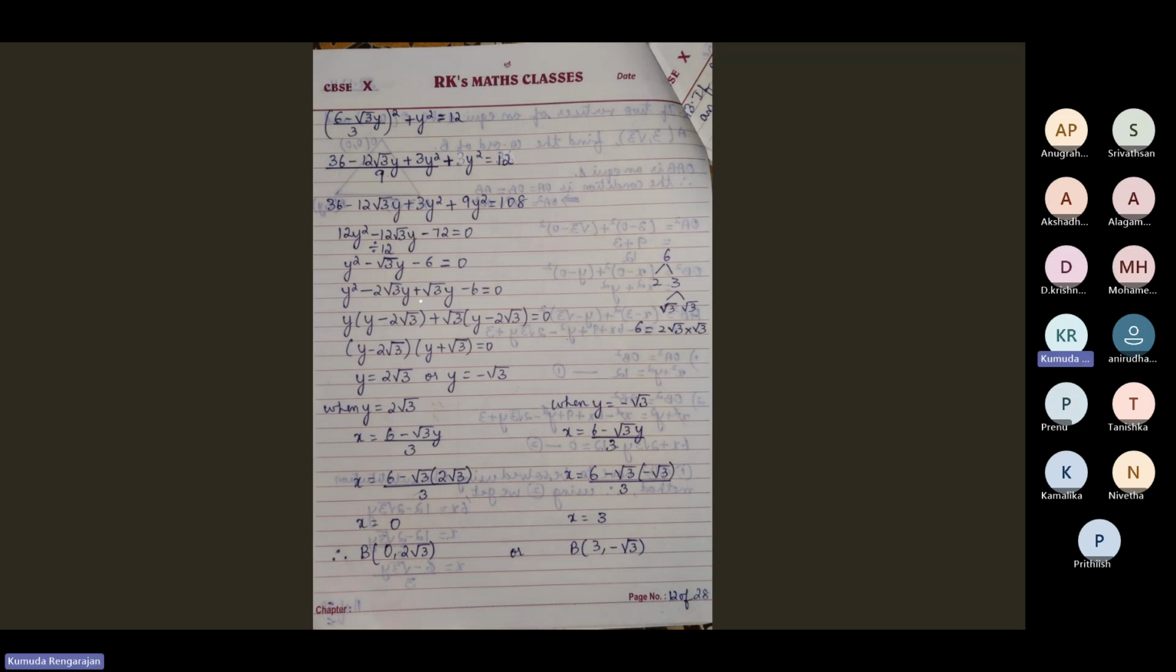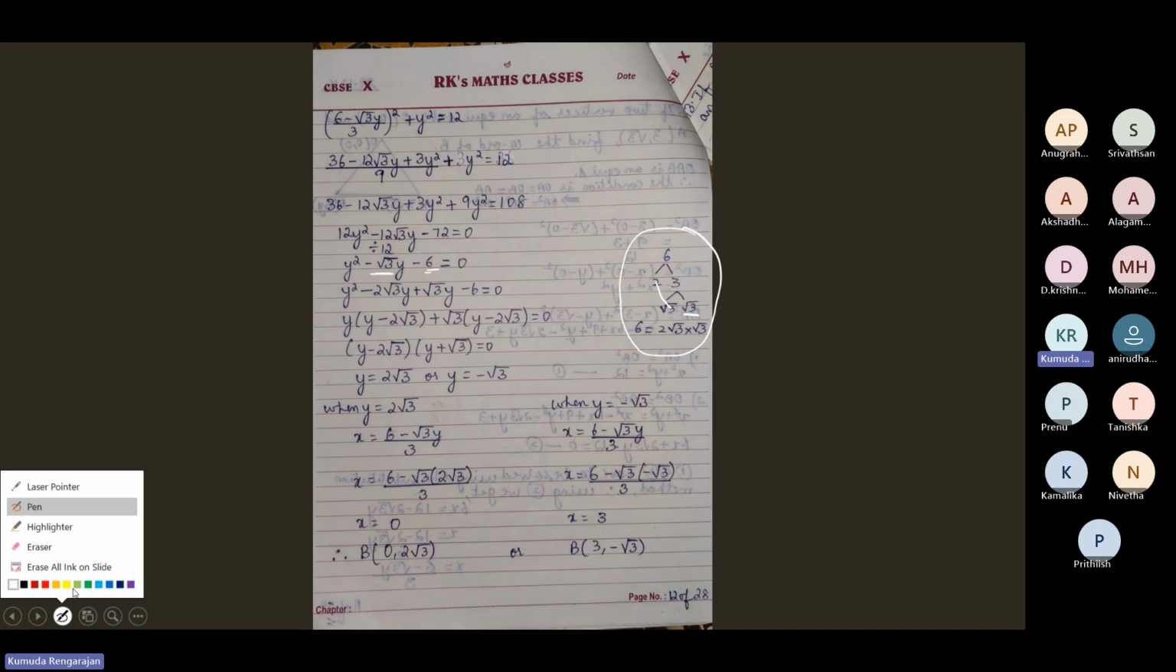Now I've split the middle term. You can see here how to find the factors. The product is 6. You can also use the quadratic formula otherwise. The product 6 is 2 into 3, but the sum is root 3, so I have written 3 as root 3 into root 3. So the two numbers are 2 root 3 and root 3.